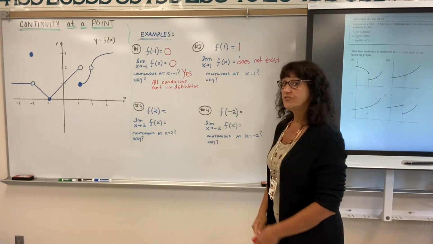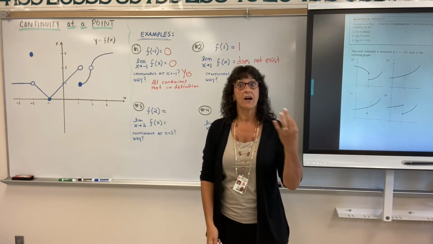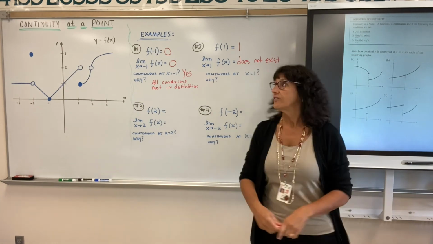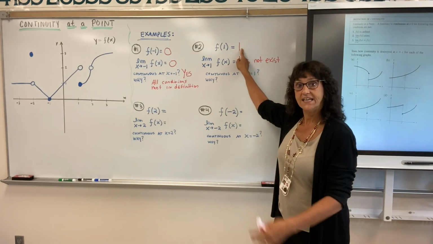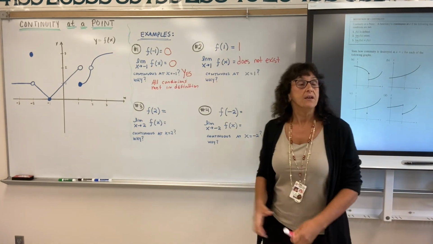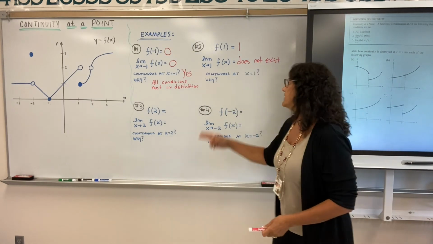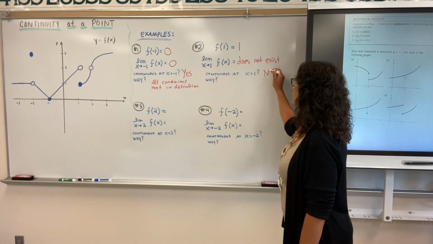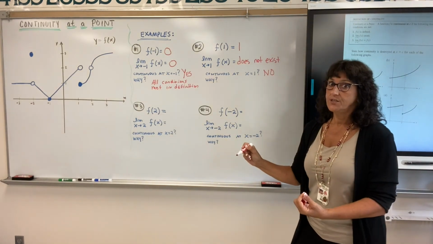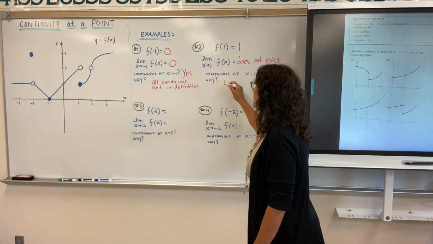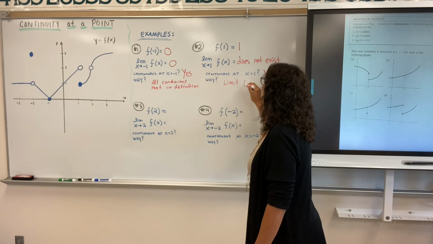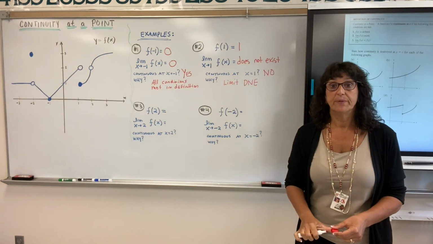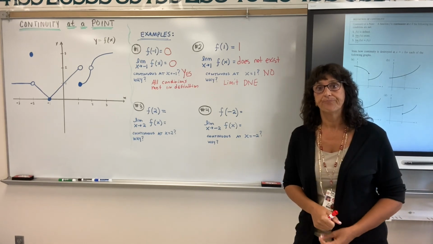Do we have continuity? Check our definition. Are the 3 conditions met? Condition number 1 says that the function value must be defined. It is, it's 1. Condition 2 says the limit must exist. The limit does not exist. So do we have continuity at x equals 1? We don't have continuity. Why not? Because the limit does not exist. I'll just put DNE for short. Because condition 2 is not met. All right.